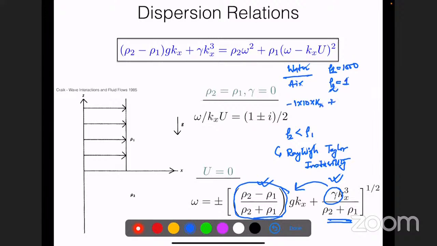Surface tension is 70 millinewton per meter. So that is 70 into 10 to the power minus 3 into kx cube. And the denominator, I'll need someone's help with a calculation here. The denominator would be rho 2 plus rho 1, which I'll again take to be 10 to the power 3. So what would be the value of kx at which this would become stable? What is the critical kx? So this is 10 into 10 to the power 6 divided by 70.